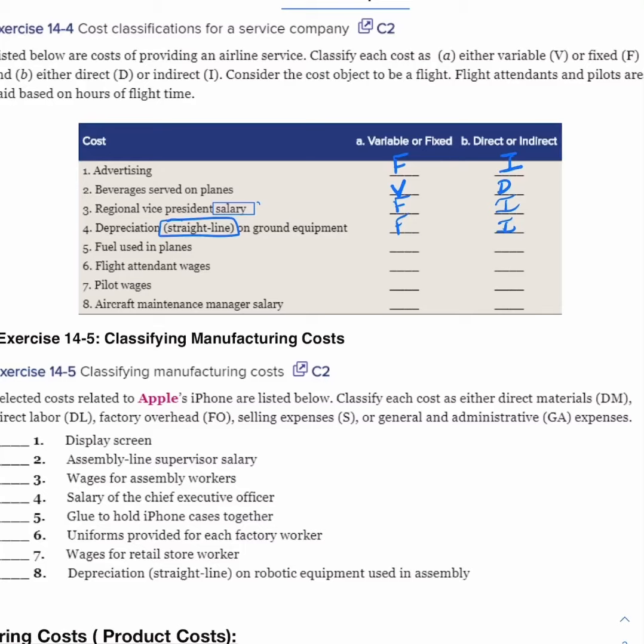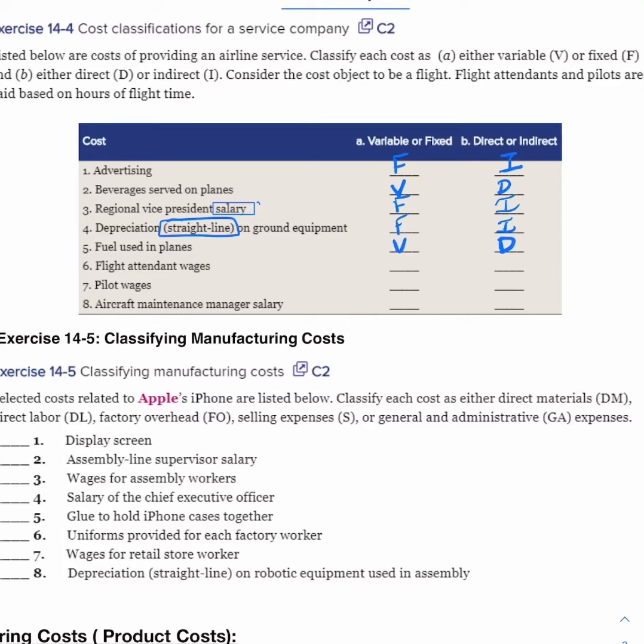Next, we see fuel used in planes. So as we use more flights, we will see an increase in fuel cost. So we do see that that is a variable cost. Now, the next thing that we want to determine is, is that direct or indirect? Of course, that is direct. We can easily track the amount of fuel that is used for each flight.